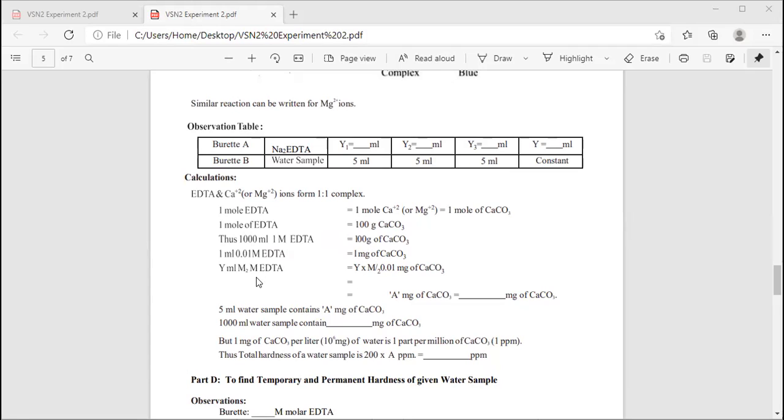So Y is your 3.2, 3.2, 3.4. So Y is 3.2. So Y into 0.0098 or 96 divided by 0.01, you will get A. It is present in 5 ml. So in 1 liter, you get 614.4. That is the total hardness.